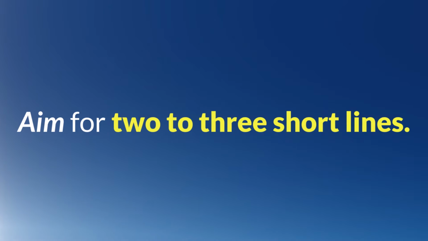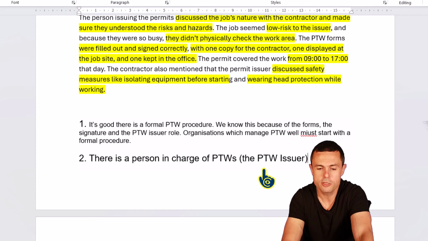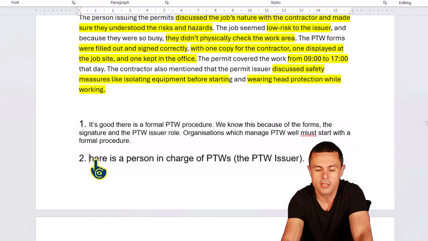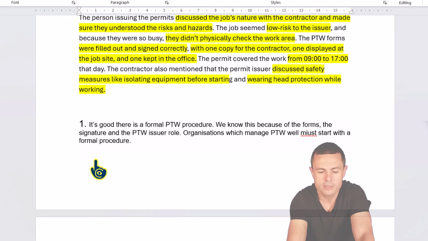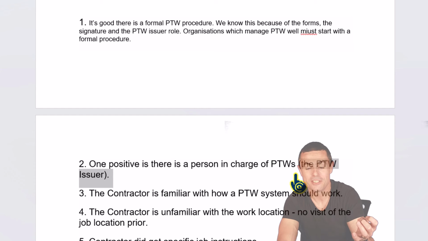That's about right. Let's write this point out in full. The point will be this: there's a person in charge of the PTWs, the permit issuer. Actually, I've kind of made a point there already. So I'd just say, one positive is there is a person in charge of the permit to works, the permit issuer. And that permit issuer is actually my evidence.